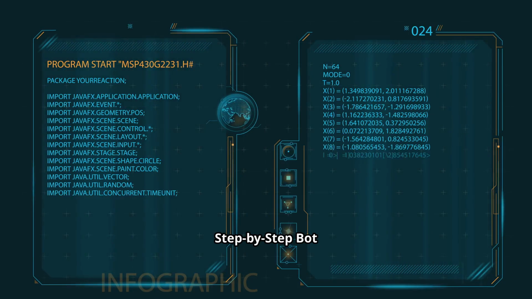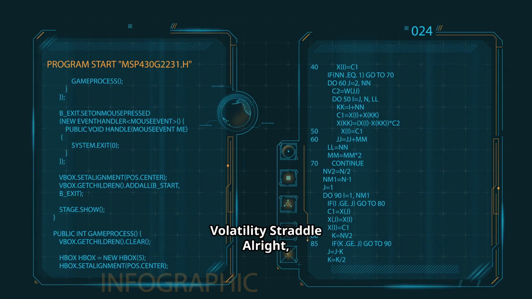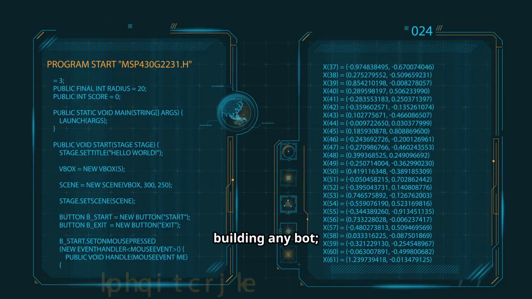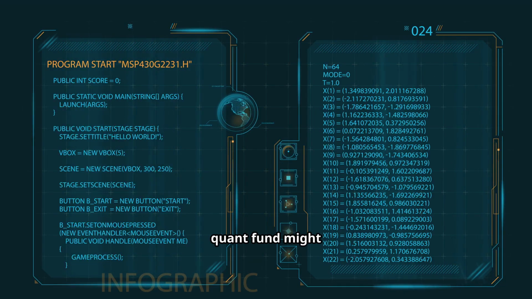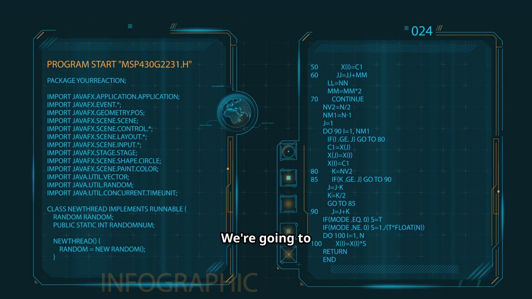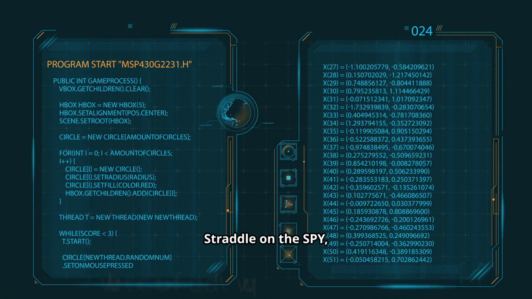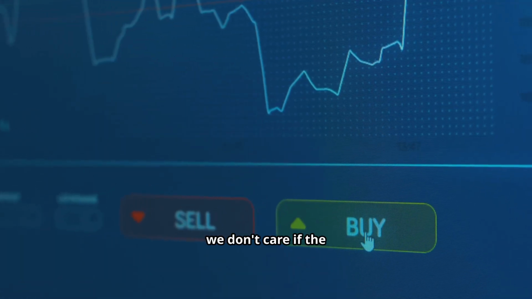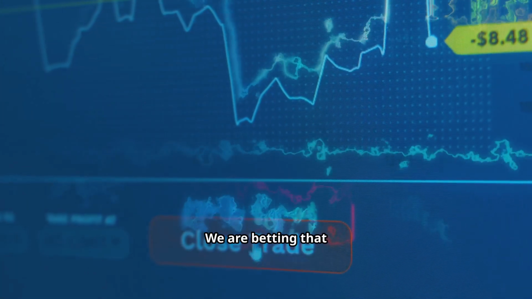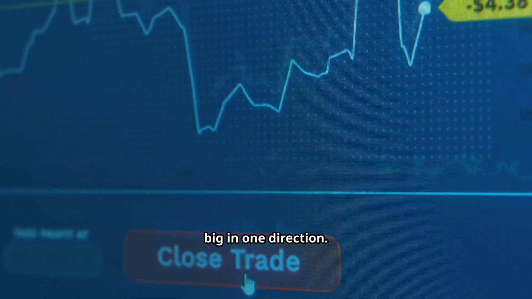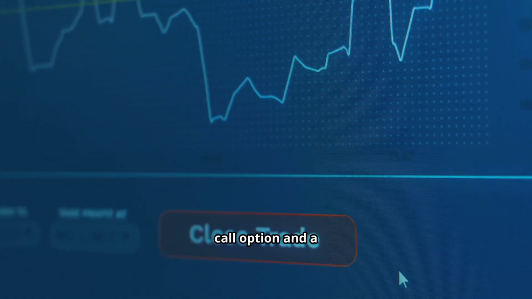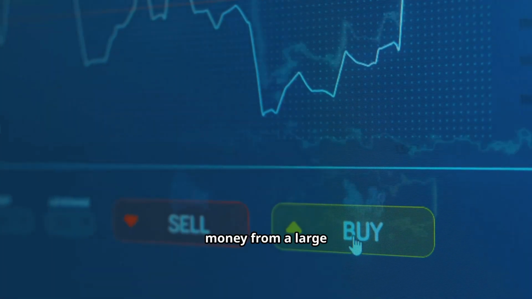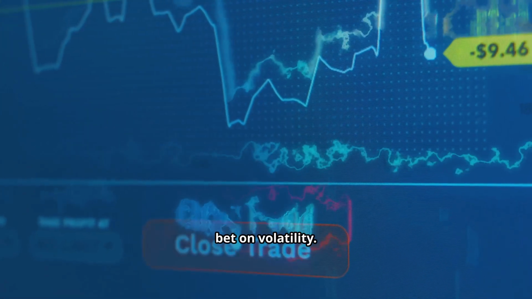Section 2. Step-by-step bot creation. The volatility straddle. Alright, let's get our hands dirty and build our first bot. We're not just building any bot, we're building a strategy a real quant fund might use, a volatility play. We're going to build a long straddle on the SPY, the ETF that tracks the S&P 500. The idea is simple. We don't care if the market goes up or down. We are betting that it's going to move big in one direction. A long straddle means buying both a call option and a put option with the same strike price and expiration. This strategy makes money from a large price swing, making it a pure bet on volatility.